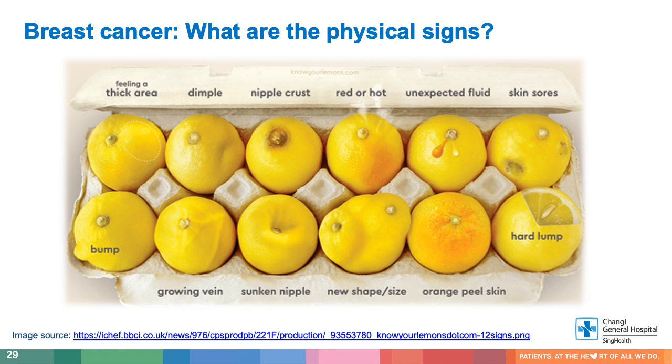So what are the physical signs of breast cancer? Breast cancer, as you can see from this diagram here, using the lemon as an example, can cause many changes. There may be an underlying cancer, from just feeling a thickened area over your skin to actually a hard lump or even skin sores.